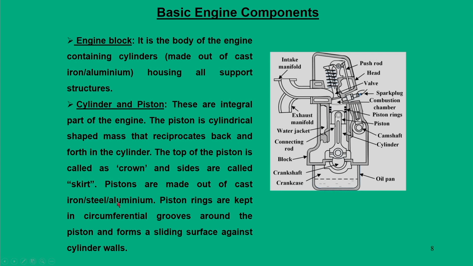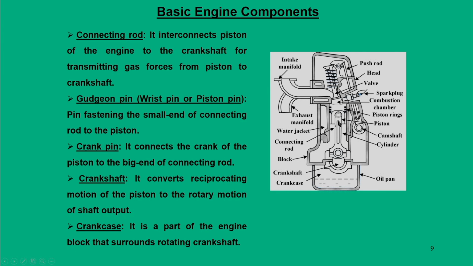Piston is made out of cast iron, steel or aluminum, and there are piston rings that are kept in the circumferential grooves around the pistons, and it forms the sliding surfaces against the cylinder wall. Now, the motion of this piston, which is linear in nature, has to be converted to rotary motion, so that we can get that rotary motion in the form of a rotating crankshaft. To do that, the piston is connected to the crankshaft through a connecting rod.